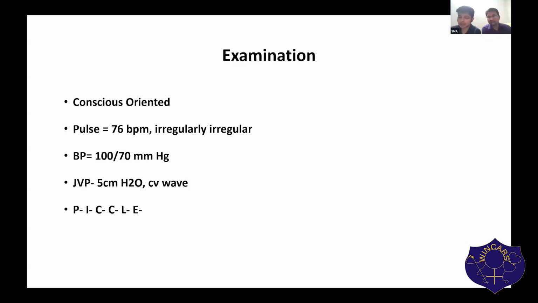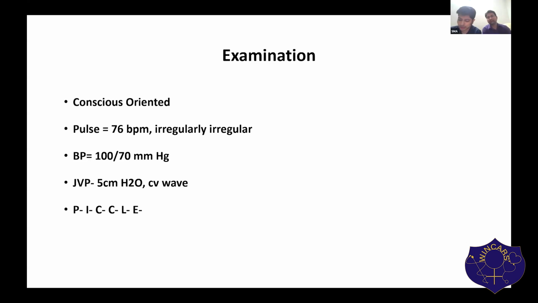On examination, the patient is conscious, oriented to time, place, and person, lying comfortably in bed, and has an average build with a BMI of 20. Pulse rate is 76 beats per minute, irregularly irregular, with low volume and no specific character. All peripheral pulses are palpable, and there is no radioradial or radiofemoral delay. Vessel wall quality is normal.